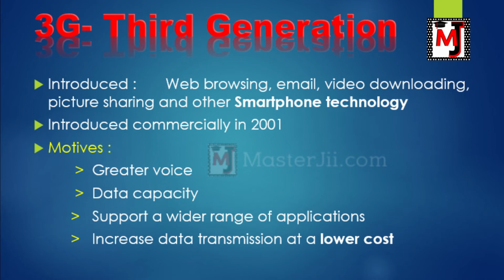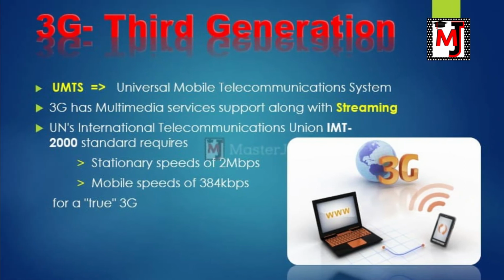Introduced commercially in 2001, the goals set out for third generation mobile communication were to facilitate greater voice and data capacity, support a wider range of applications, and increase data transmission at a lower cost. The 3G standards utilize a new technology called UMTS, Universal Mobile Telecommunication System, as its core network architecture.